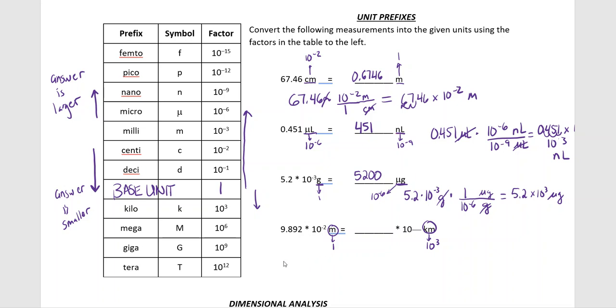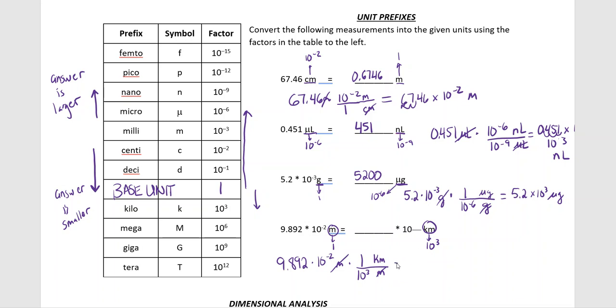Okay, but now we put it into the whole problem. 9.892 times 10 to the negative 2 meters times starting factor 1, and then the factor that I'm converting to, 10 to the 3rd. And then my units, I switch it around: the unit I'm converting to over the unit that I started with. All right, multiply these out.